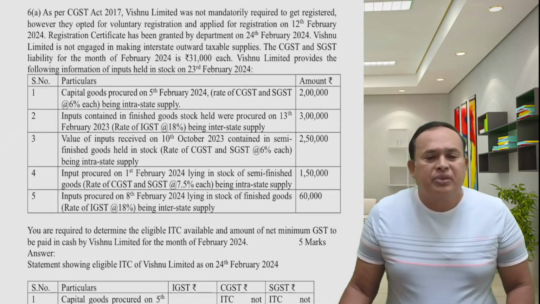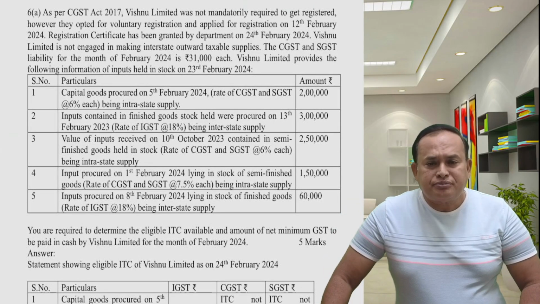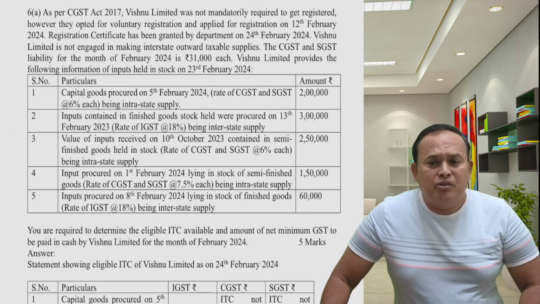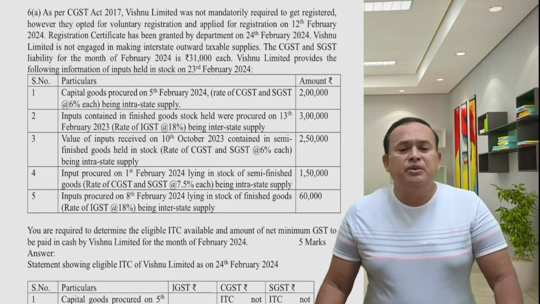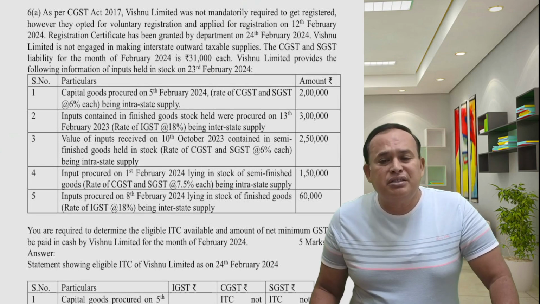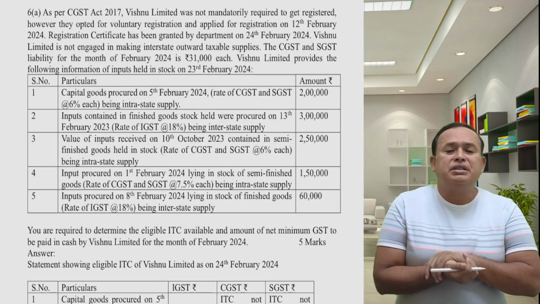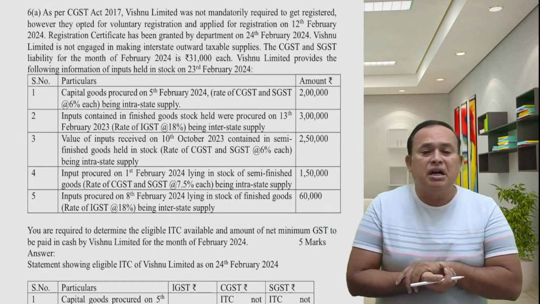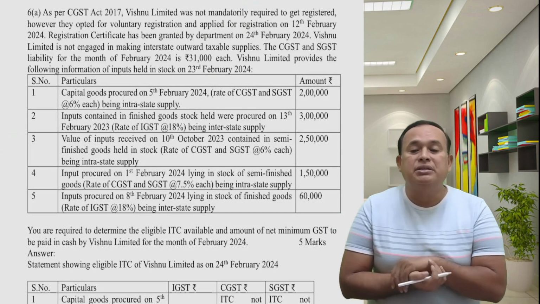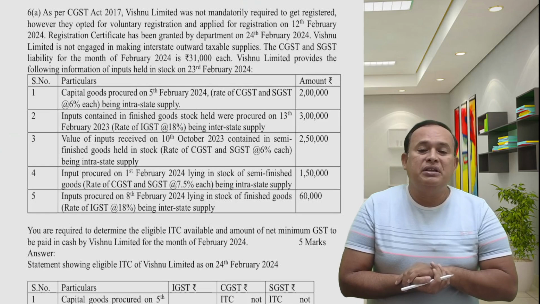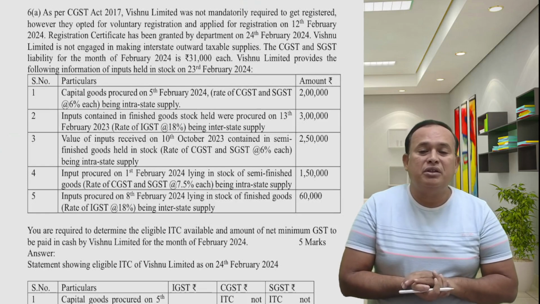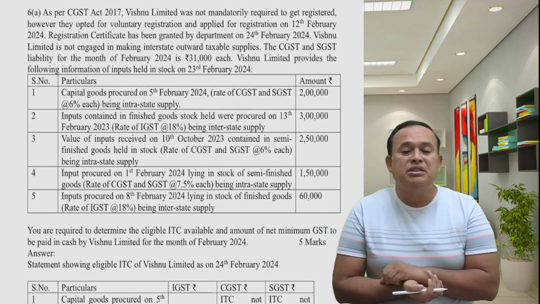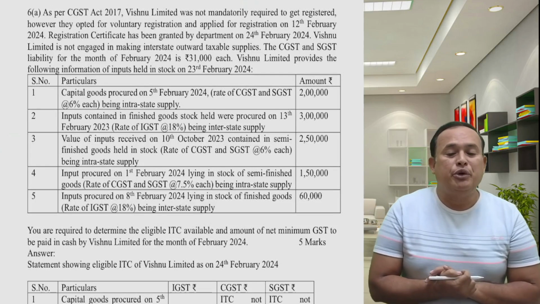Question number 6A. As per the CGST Act, Vishnu Limited was not mandatorily required to get registered. However, they opted for voluntary registration and applied for registration on 12th February 2024. A registration certificate was granted by the department on 24th February 2024. Vishnu Limited is not engaged in making interstate outward taxable supplies. The CGST and SGST liability for the month of February 2024 is rupees 31,000 each.